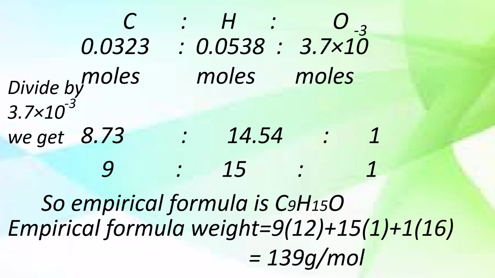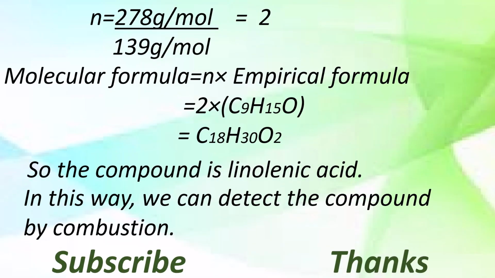Now we will calculate the value of N. For the value of N, there is a formula which you have to memorize. N is equal to molecular weight divided by empirical formula weight. We will put the values. N is equal to 278 gram per mole, the molecular weight of the unknown compound already given in the example, divided by the empirical formula weight which I calculated recently, 139 gram per mole. After solving, the value of N is 2.